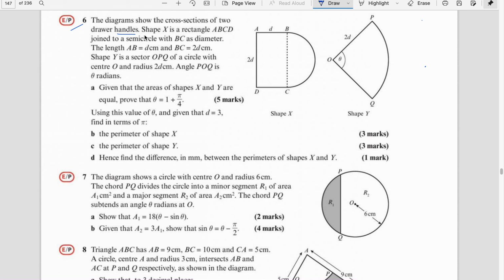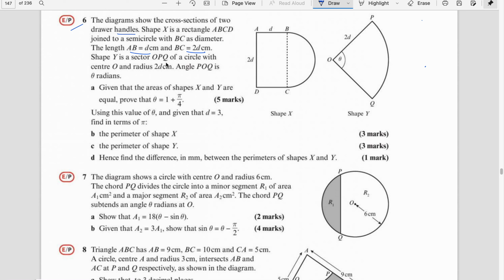So question number 6. The diagram shows the cross section of two drawer handles. Shape X is a rectangle ABCD joined to a semicircle with BC as diameter. The length AB equals d and BC equals 2d.